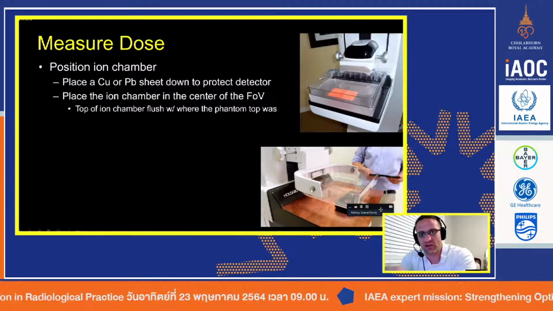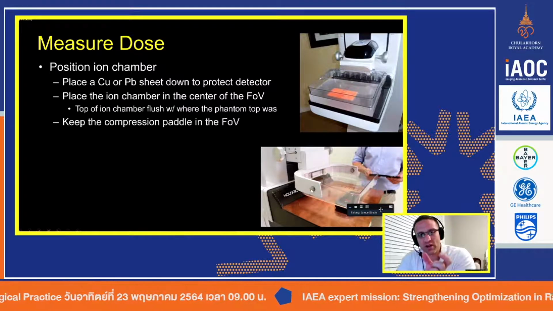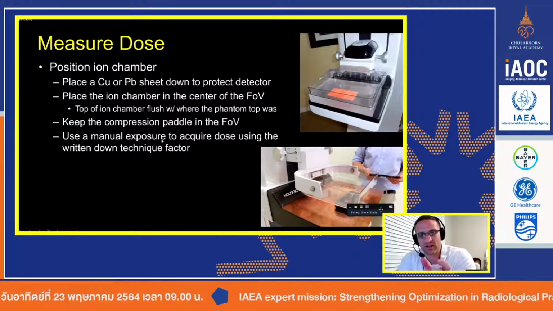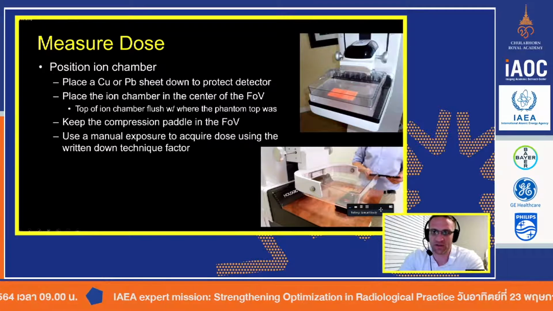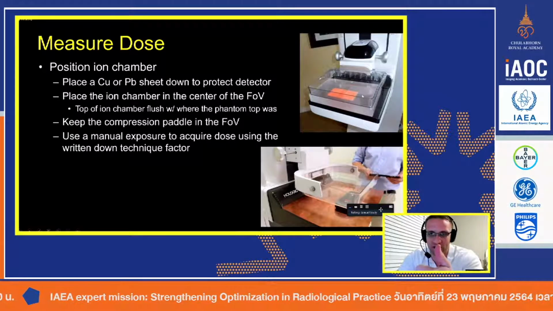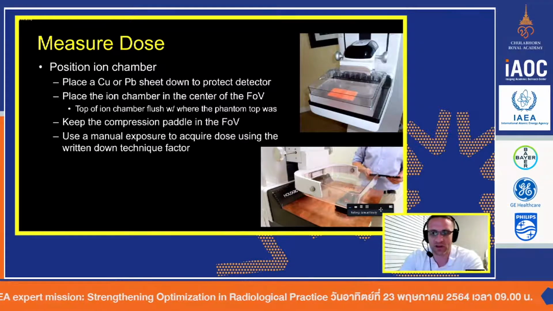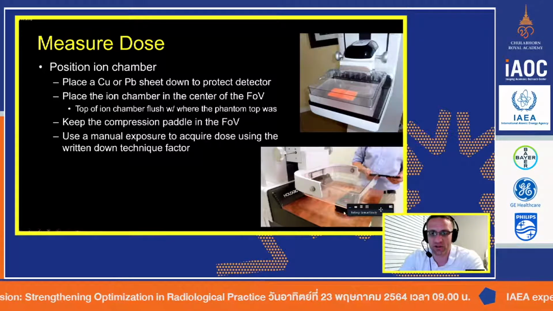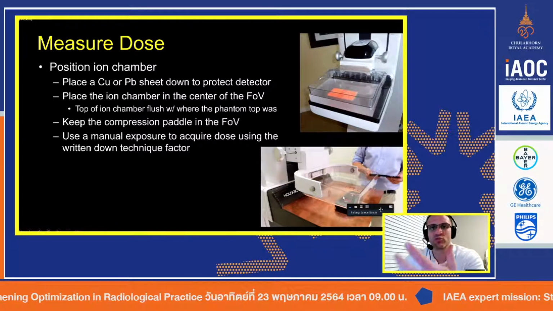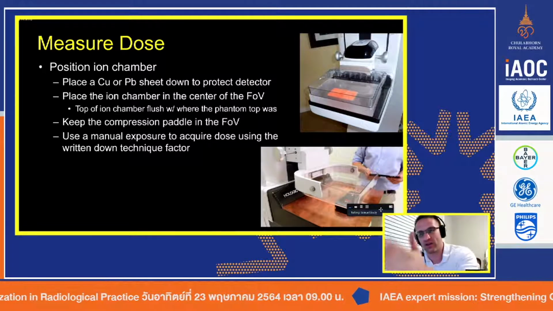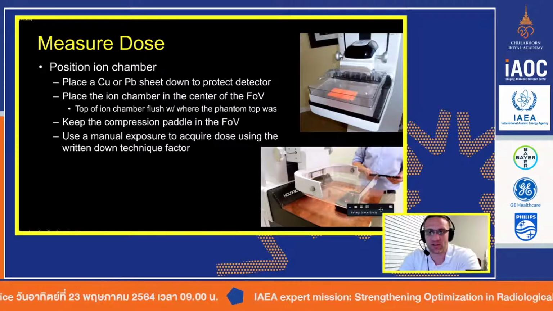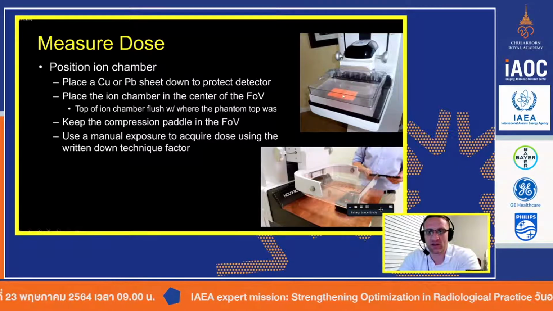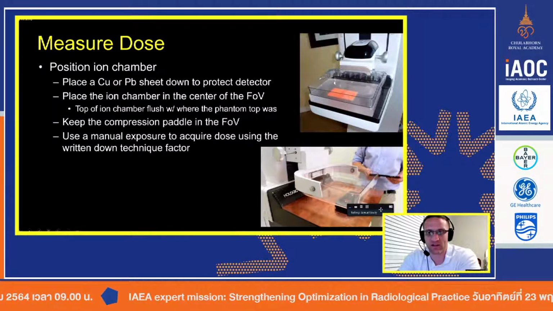So what you do now is you set it to manual mode and you use the technique factor that you had just acquired based on this phantom up here. So in my example, the 26 kV, 100 mAs. Now your ion chamber, your digital probe, will measure the exposure or the output based on that technique factor that we established based on the phantom thickness.